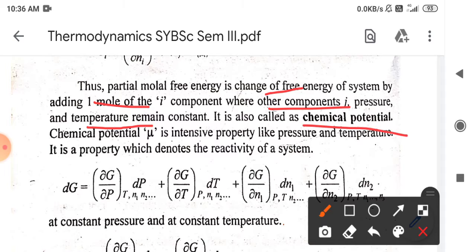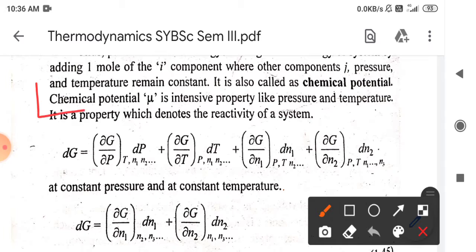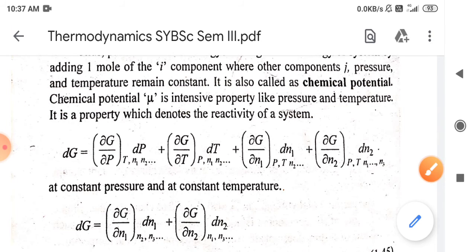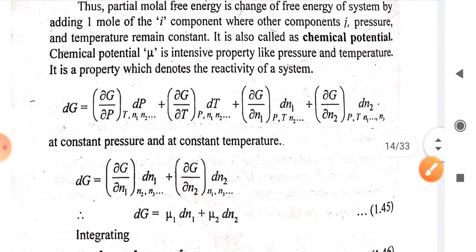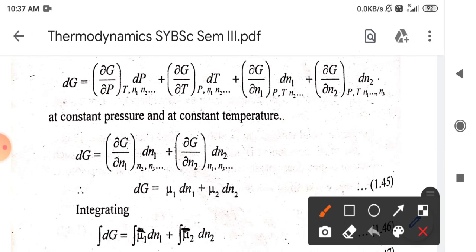So this is also called the chemical potential, and here we are going to have one change. Okay, so this chemical potential is an intensive property. Keep this in mind, we will see how it is an intensive property, but just keep in mind that this chemical potential mu is an intensive property and not an extensive property. Okay, so it is the property which denotes the reactivity of the given system.